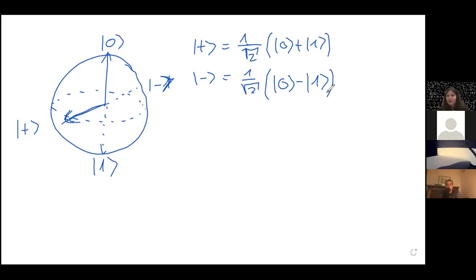So it's different from the spin we know in the non-quantum world. It's just a property of a quantum mechanical object.